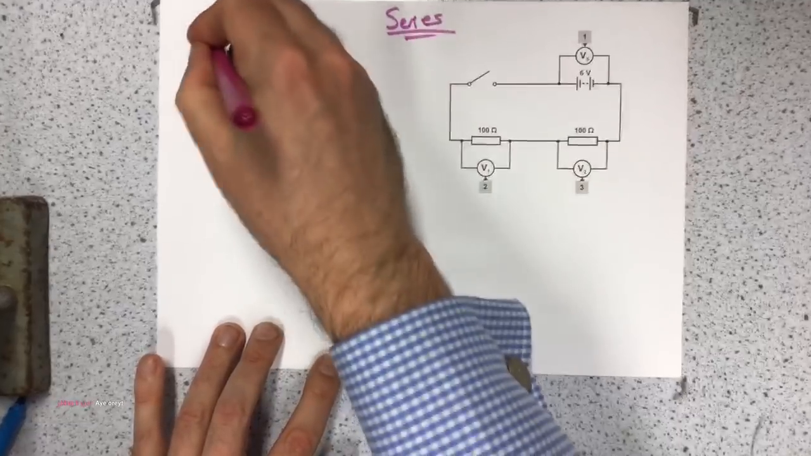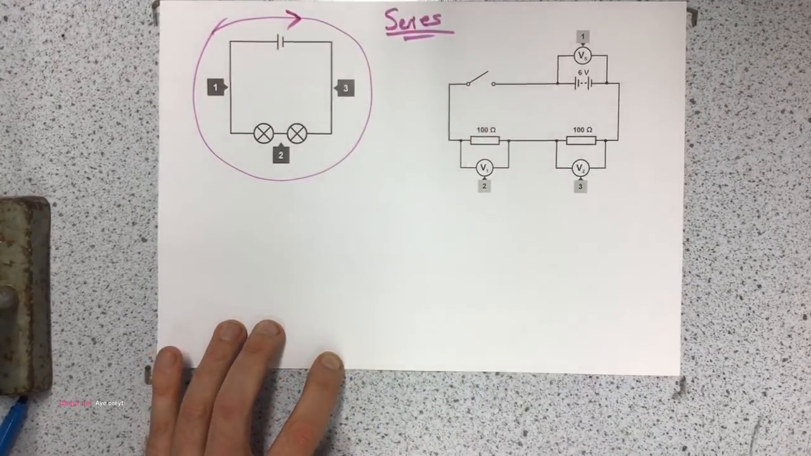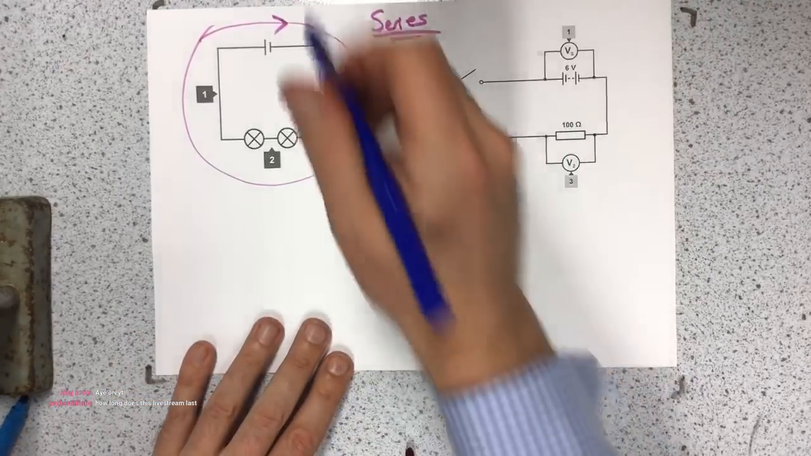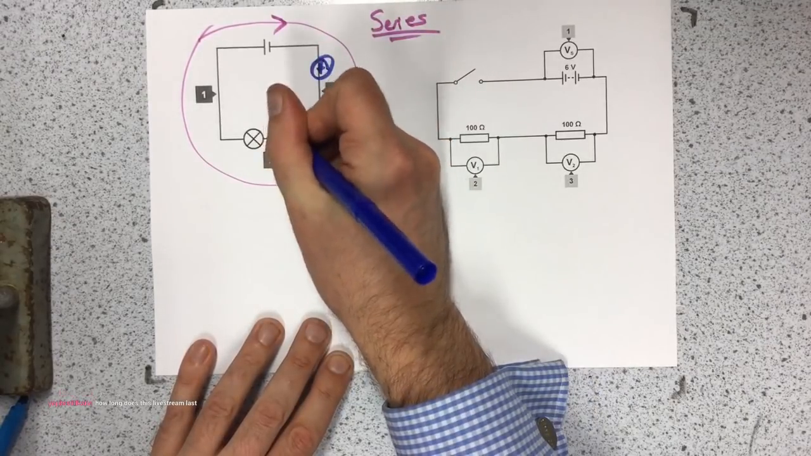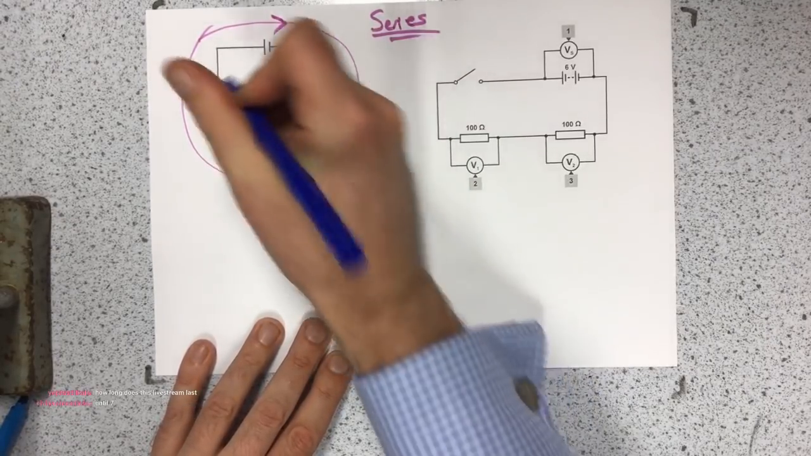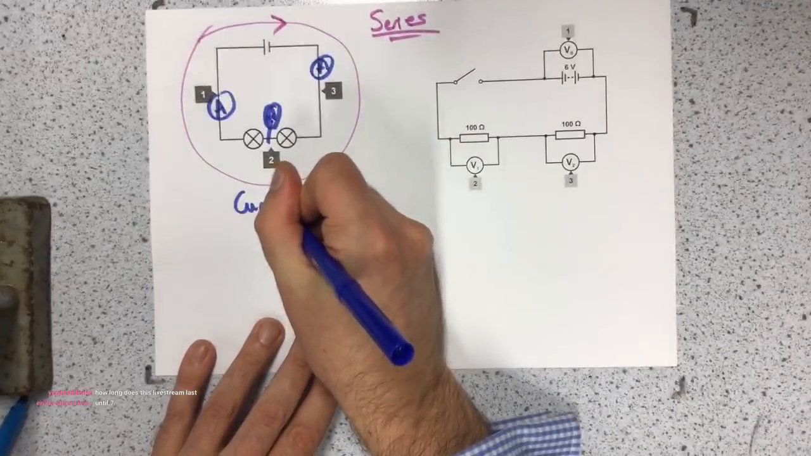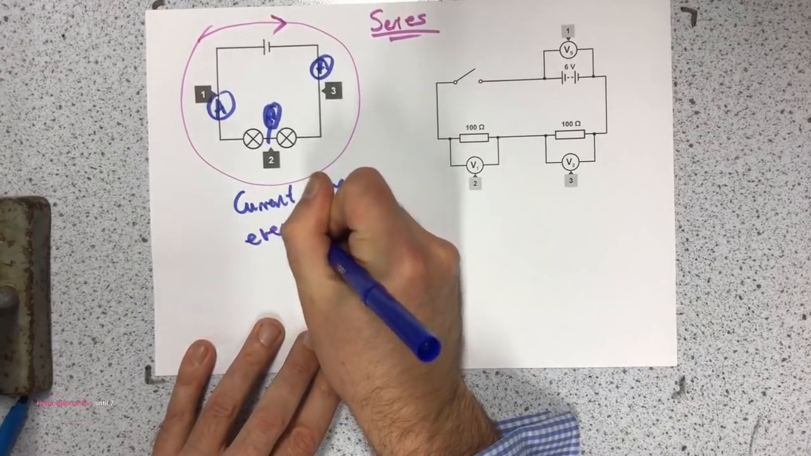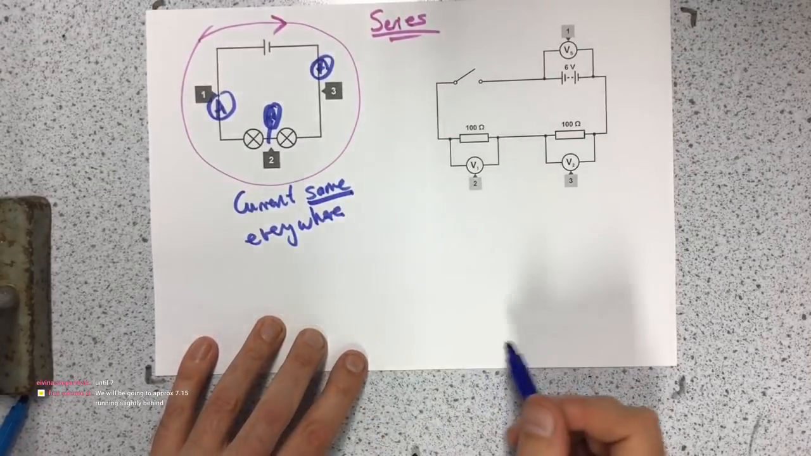Okay, we've got one continuous loop. Now, if we were to measure the current at different points in this circuit, at 3 different points, the current is the same everywhere. Okay, current's the same in a series circuit.